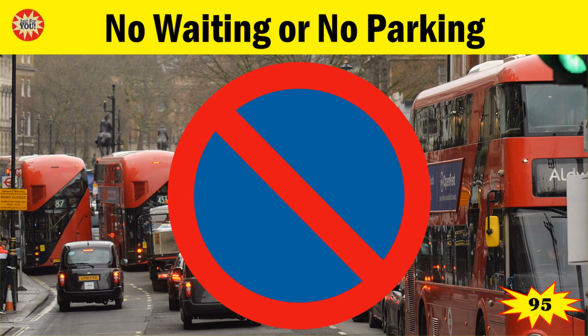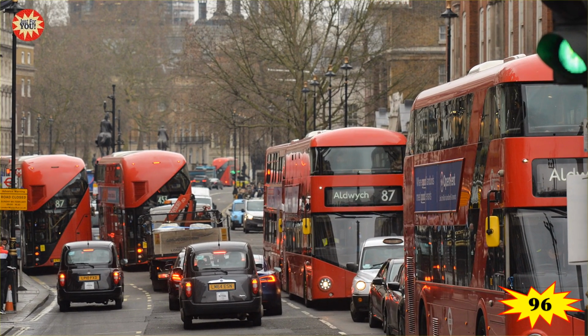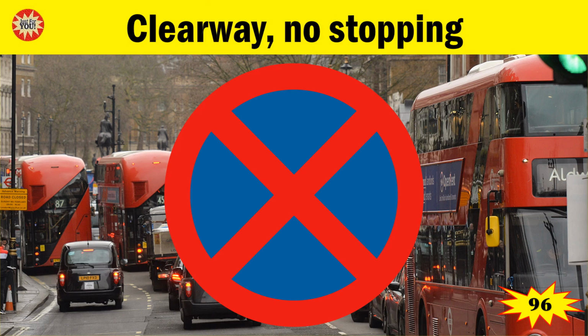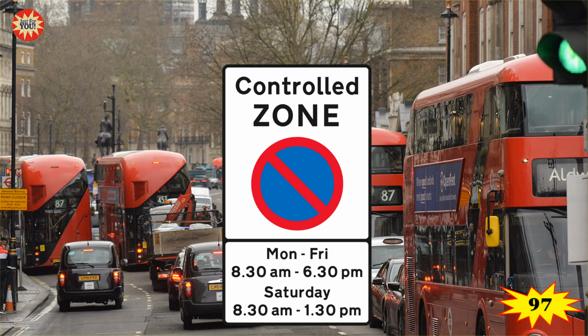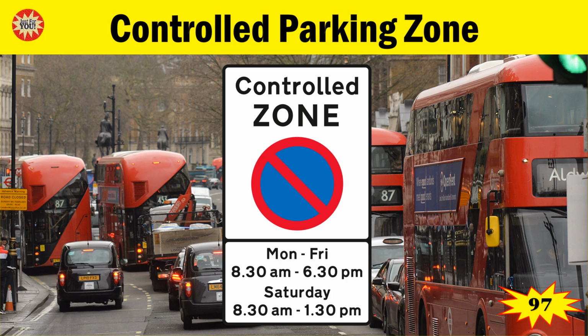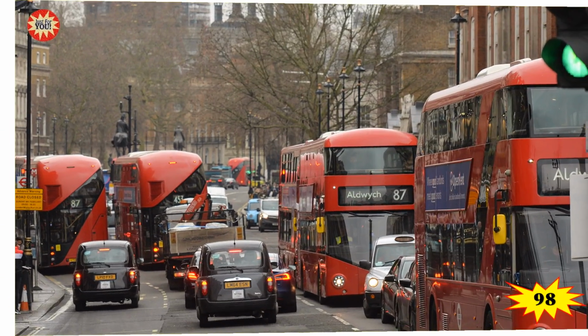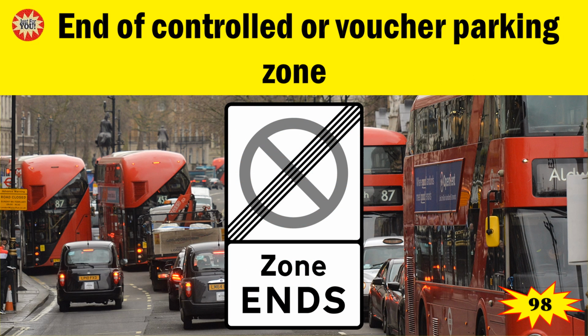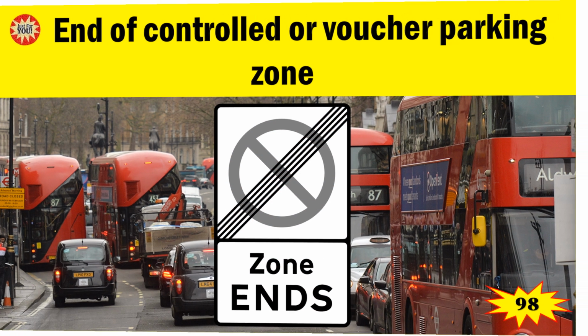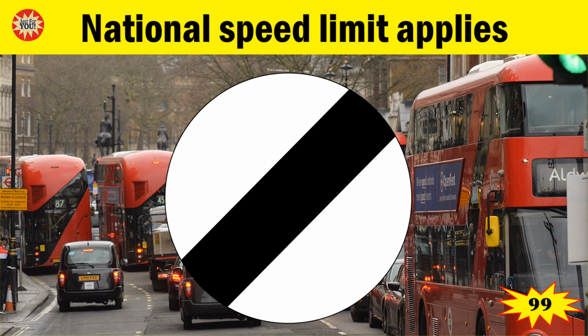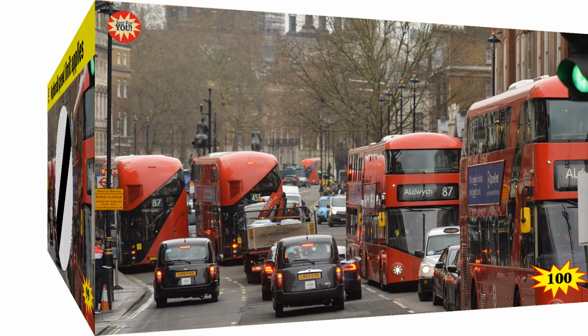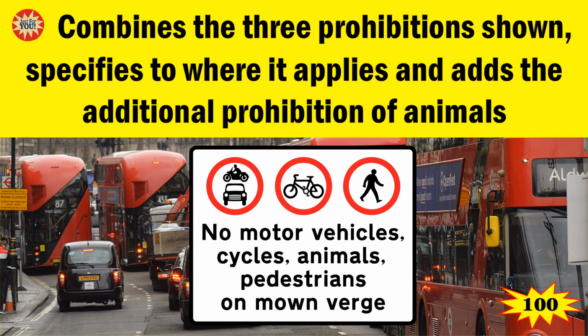No waiting or no parking. Clear way, no stopping. Controlled parking zone. End of controlled or voucher parking zone. National speed limit applies. Combines the three prohibitions shown, specifies to where it applies and adds the additional prohibition of animals.